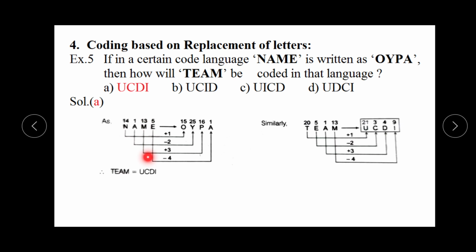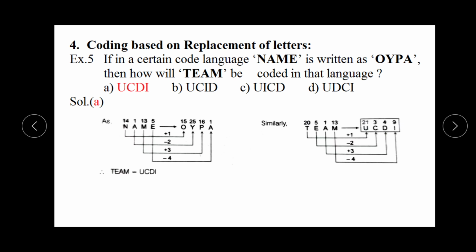It means this is the pattern. In the first alphabet we are adding 1, in the second we are subtracting 2, in the third we are adding 3, and in the fourth we are subtracting 4. That's why I said that we will give preference to the fourth type for questions on replacement of the letters, because this is a little bit tougher than the other 3 types.